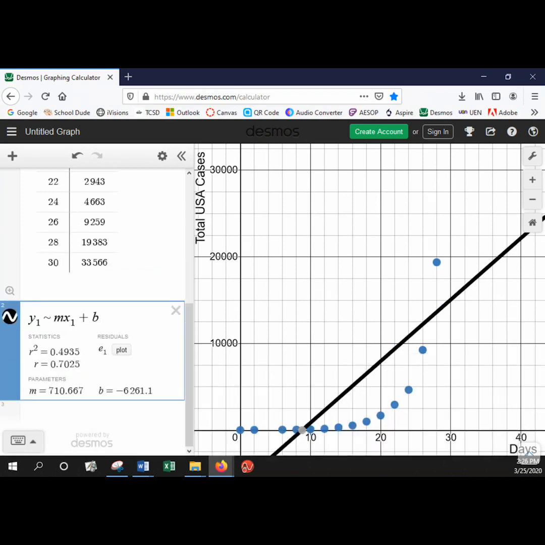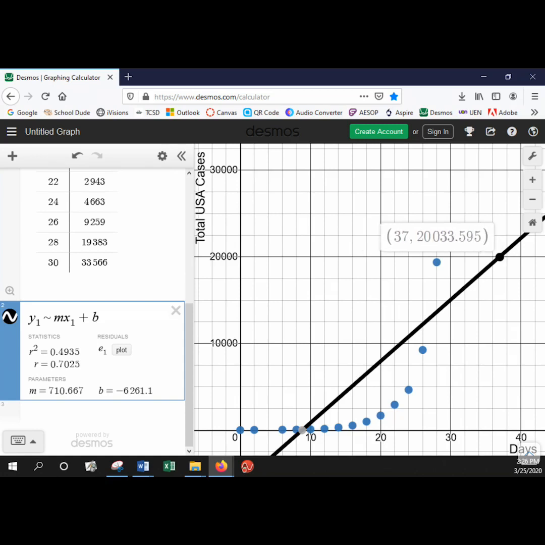Okay, now it gives me some statistical information. The R value is our correlation coefficient, which will be helpful when we get to learn about that. It also tells us what M is and what B is. So M was 710, B was negative 6,261. That's kind of cool to see. And then we can use that to estimate, right? When we estimated to May 1st, we want to be at about 37.